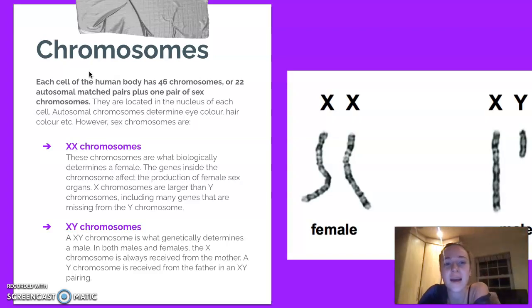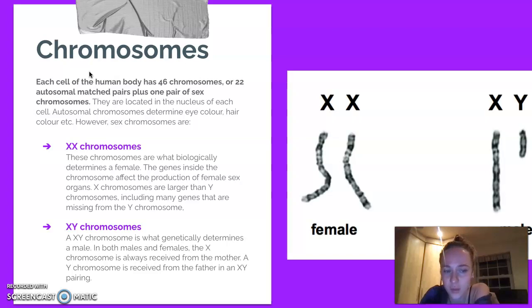So each cell of the human body has 46 chromosomes, or 22 autosomal matching pairs, plus one pair of sex chromosomes, being the XX or the XY. They are located in the nucleus of each cell. Autosomal chromosomes determine eye colour, hair colour, all kinds of features that we have as grown individuals. But sex chromosomes are the XX and XY. So the XX is what biologically determines a female. And the genes inside that chromosome affect the production of female sex organs.